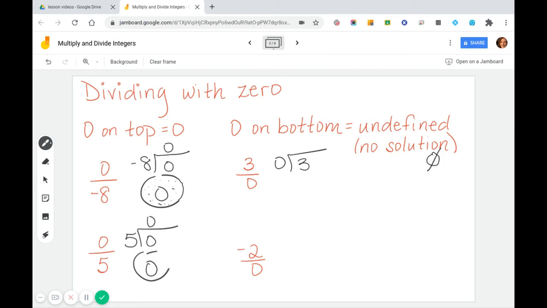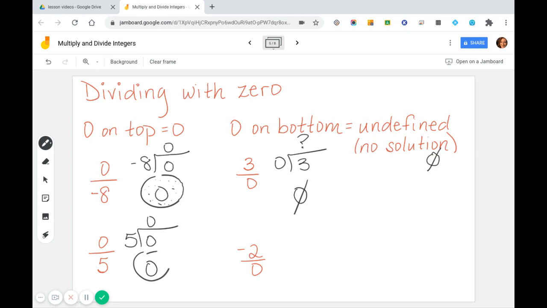It's not 3. And then they'll say 0. And then they just start yelling out anything at all they can think of because they get stumped. But the truth is, you can't multiply 0 by something and get anything that's not 0. There's literally no way to do this. So when 0's on the bottom, that's when it's undefined or no solution.